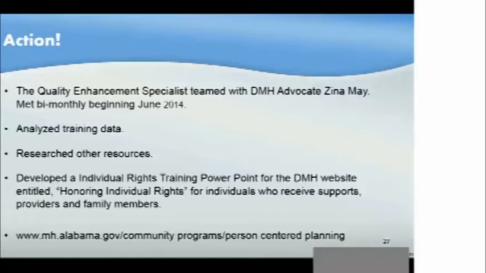So we researched other resources as well, and we developed an individual rights training PowerPoint for the DMH website entitled Honoring Individual Rights for individuals who receive supports, providers, and also family members. And here's the website address, the link, community programs, and it is also under person-centered planning, formatted instructions. An excellent PowerPoint. It's very comprehensive. I feel confident to say that it includes most of Basic Assurances Factor 1, an excellent tool for new staff members, and also as a refresher training for staff. The only indicator it does not include is Indicator G, and there's a separate PowerPoint for Indicator G, and we'll get to that in a minute.